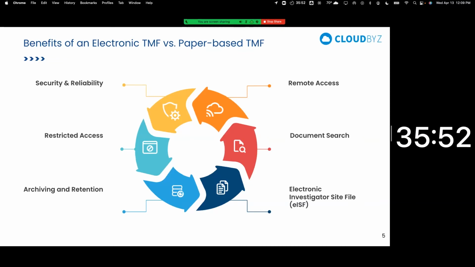With electronic TMFs, it can be easily done through flash drives or electronic drives or even at secure data centers that certain organizations maintain. And the last benefit listed here is electronic investigator site file, or site binder as it is usually called. Electronic TMF eliminates the need for any physical binders. There is no need for a sponsor or for a CRO to print, assemble, and then ship physical binders to hundreds of sites. They just need to give access to specific electronic folder structure set up at the beginning of the study, and you are good to go.